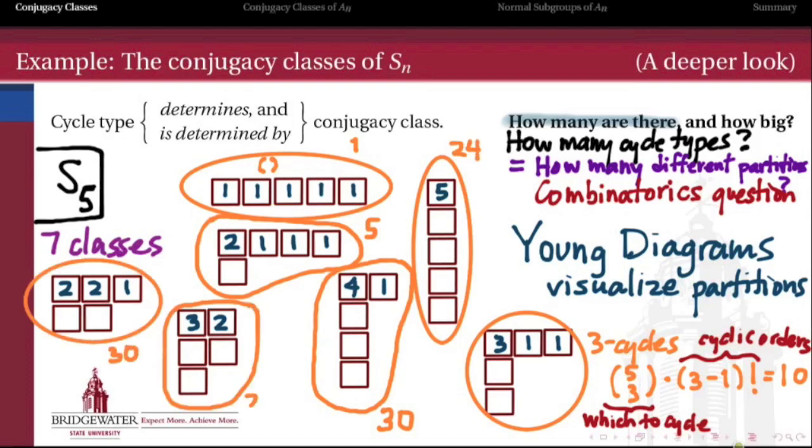And similar combinatorial arguments can count the number of elements in each of these other conjugacy classes as well. So you can see that there's no quick answer here. But at least if we know how to partition n, then we know how many different cycle types, and hence how many different conjugacy classes there are inside of the symmetric group SN. And then we can use some rather intricate combinatorics to count how many elements are in each one of those conjugacy classes.